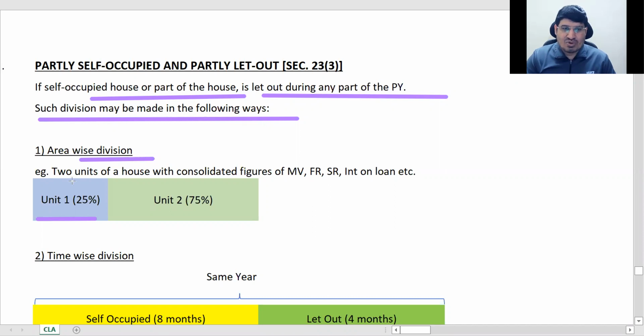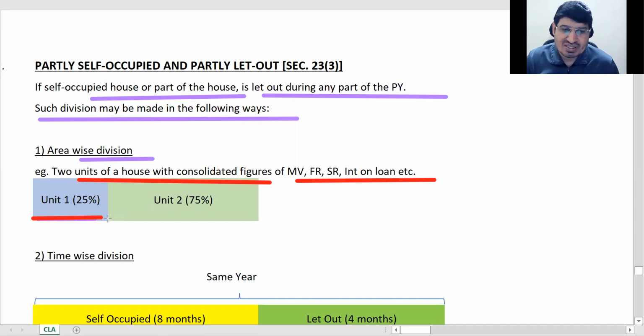So 2 units of a house with consolidated figures. Basically, from the municipality point of view, you will get consolidated figures, right? Internally, you have divided it. So it is such that your unit 1 has 25% floor space, unit 2 has 75%. This is called area-wise division.